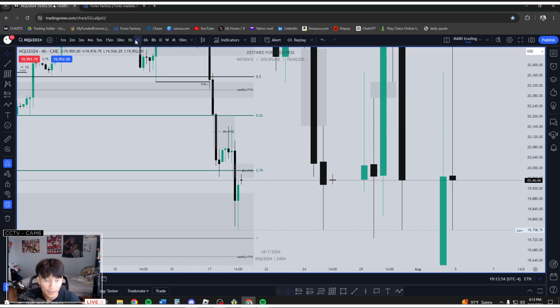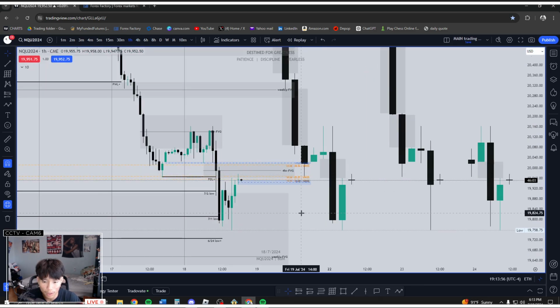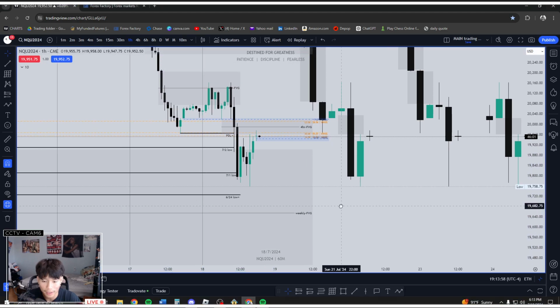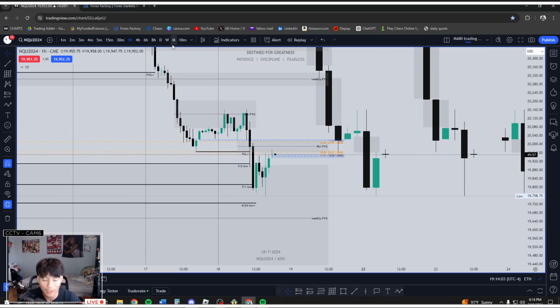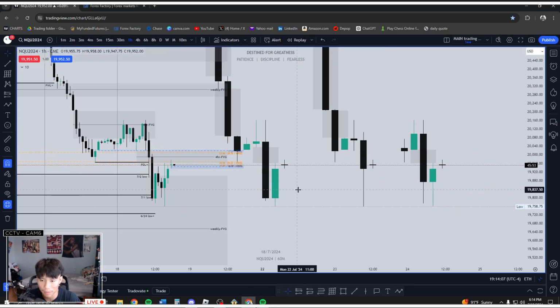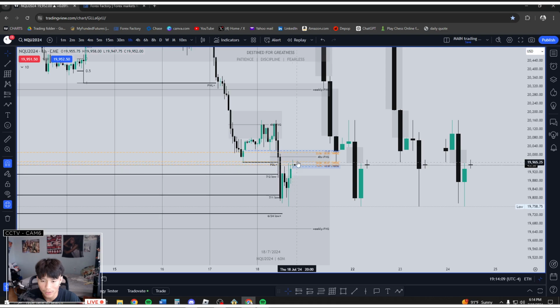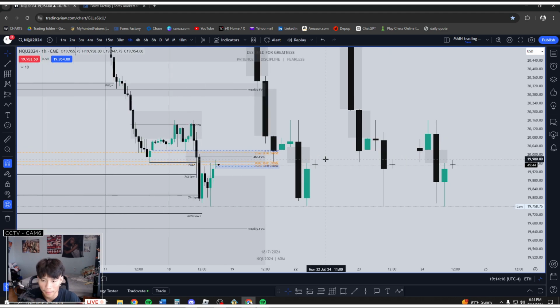But yeah, that is my insight for tomorrow. Like I said again, I am anticipating for us to continue lower, at least on the daily and weekly time frame, but on the hourly and 4-hour time frame, if we are to trade lower, like I said, we have to show respect to this 4-hour FVG if we are to be going lower.